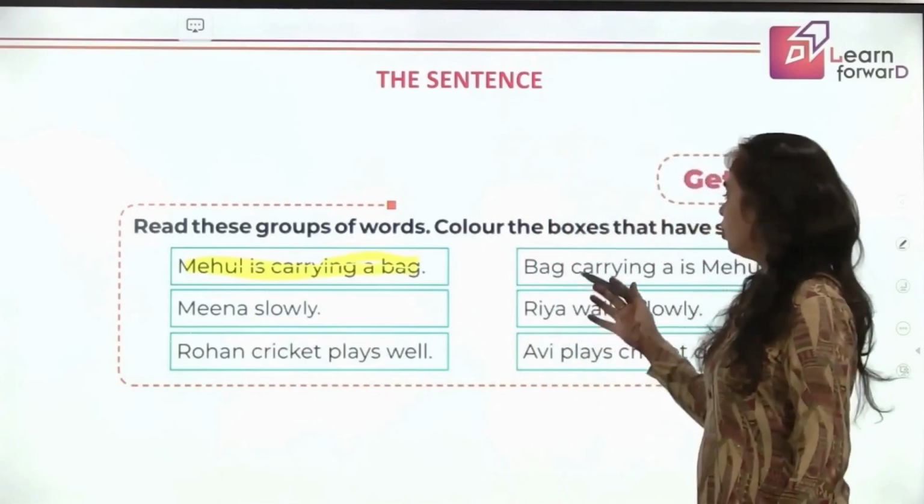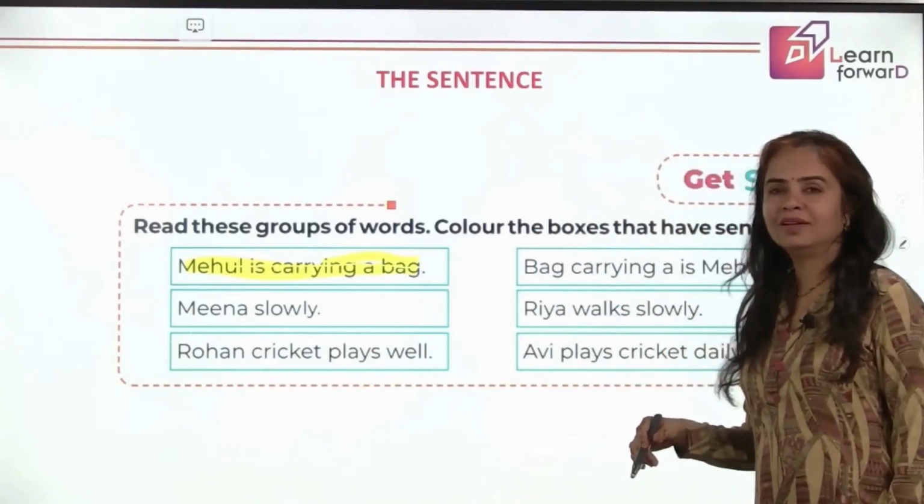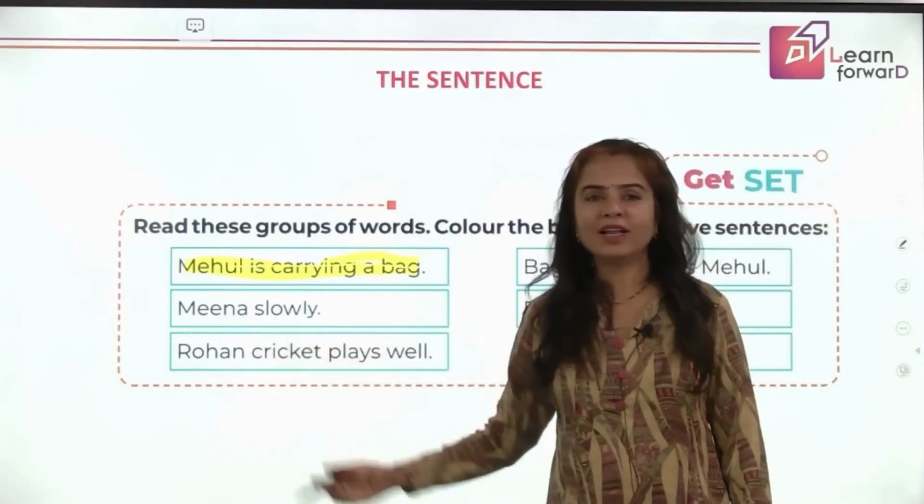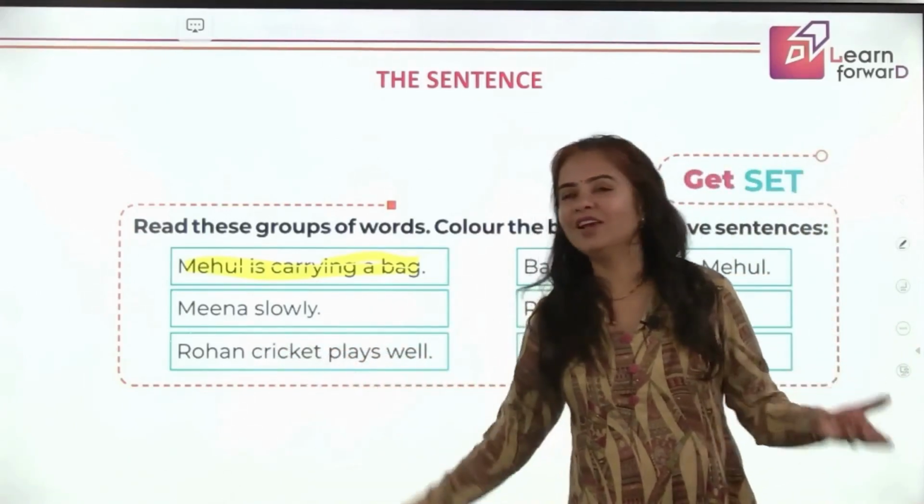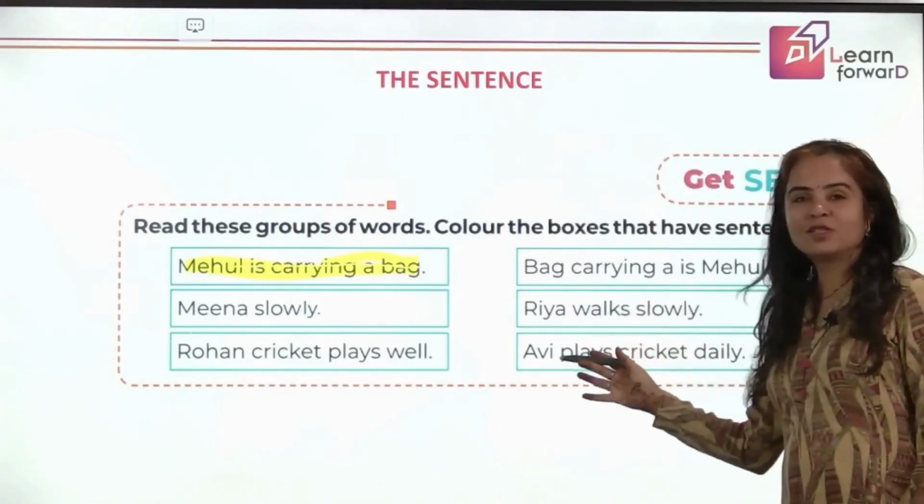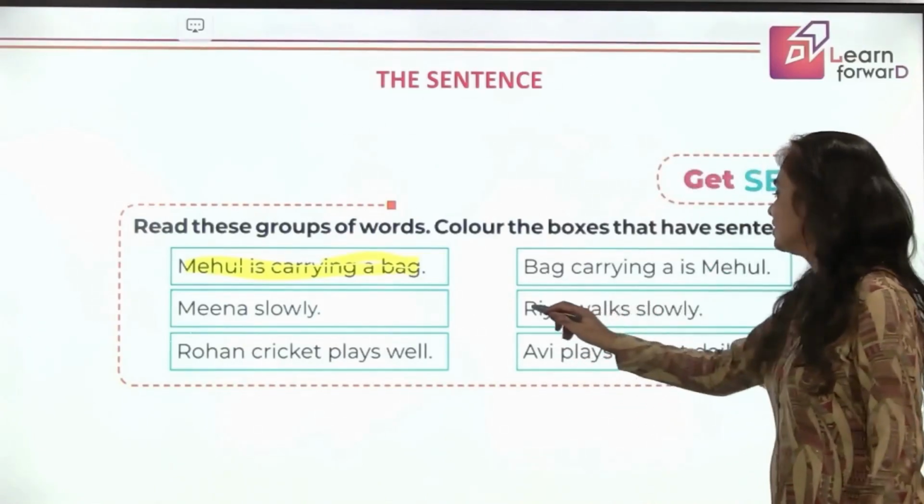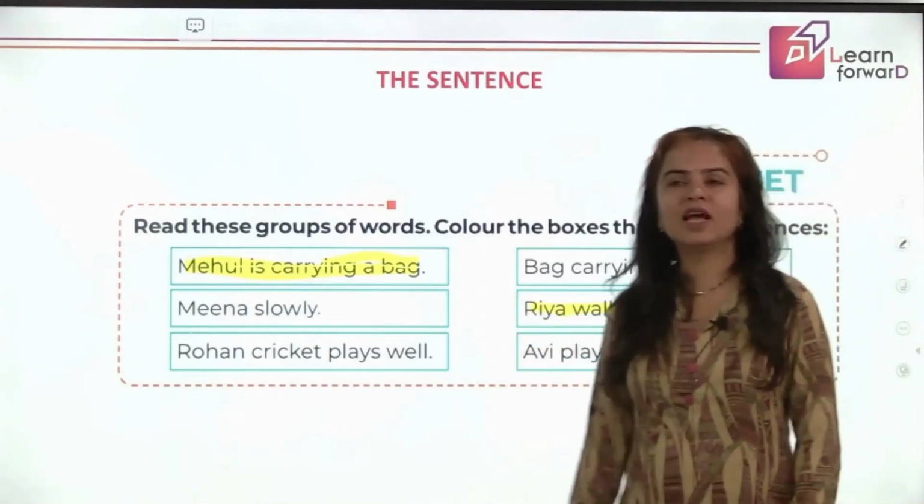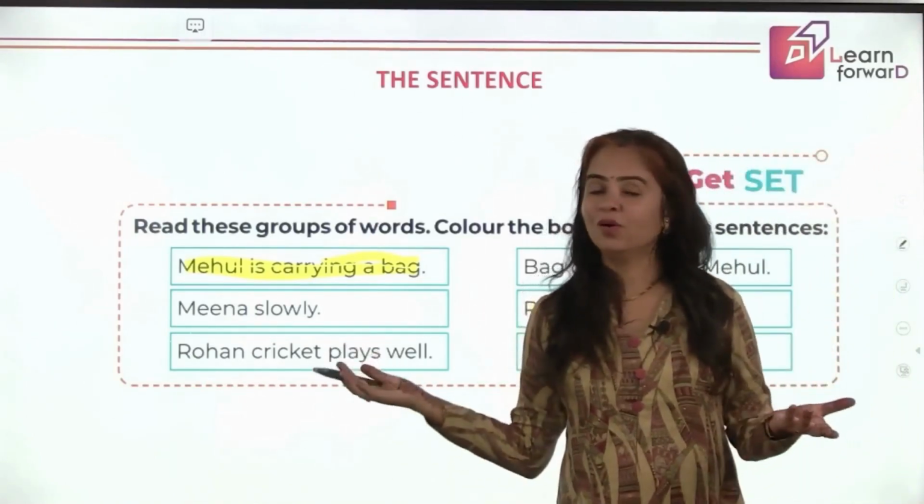Okay. What about bag carrying a is Mehul? No. So we are not going to color it. Meena slowly. Not a sentence. Are you sure? Okay. Will not color. Ria walks slowly. Is it? Yes, it is. So let's color. Rohan cricket plays well. Is that fine? No, it's not a sentence.